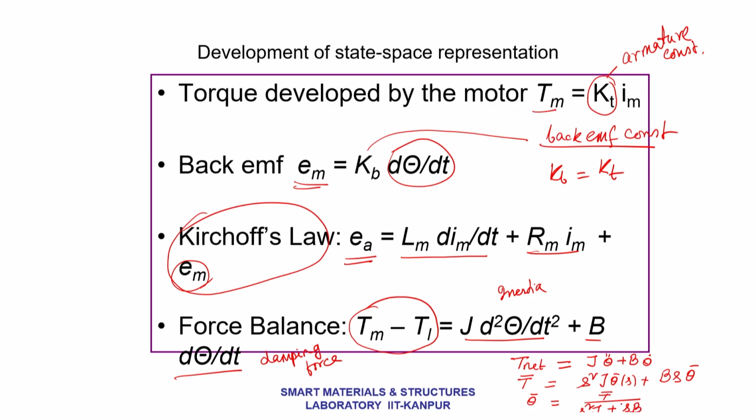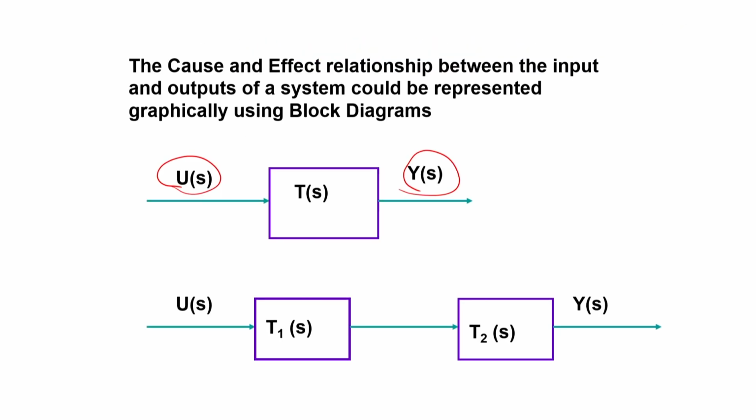So, I have an input, and I have this transfer function, which is 1 over (S squared J plus S B), and that is related to the output T bar. That is the way we can create a block diagram, and that is what I am telling you when I am talking about the transfer function.